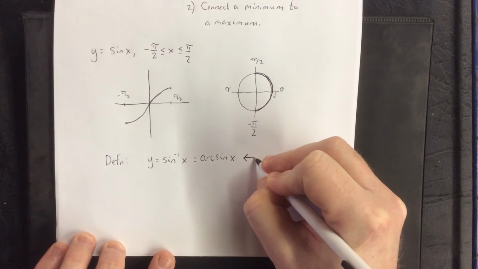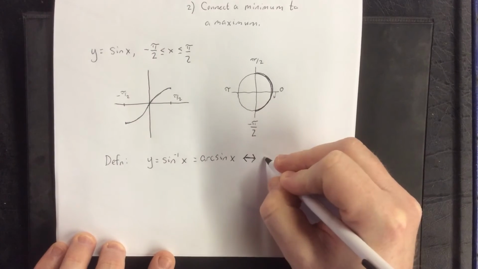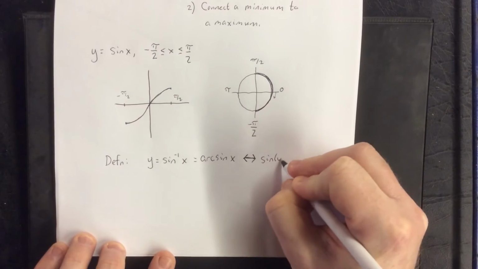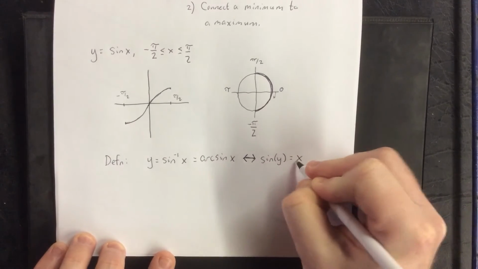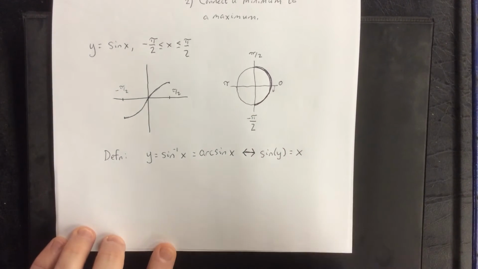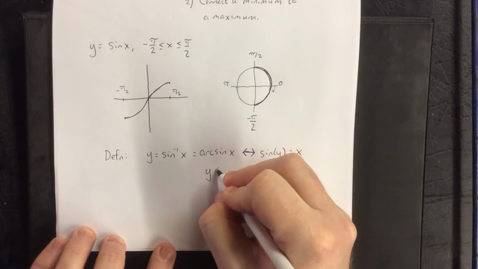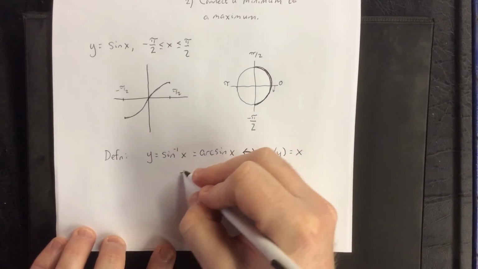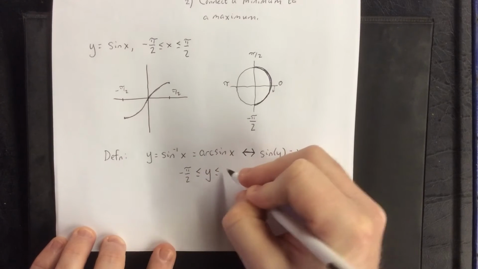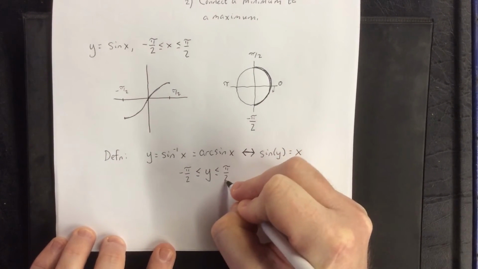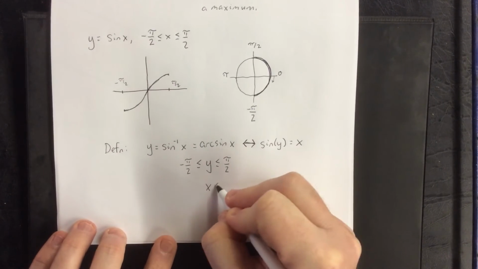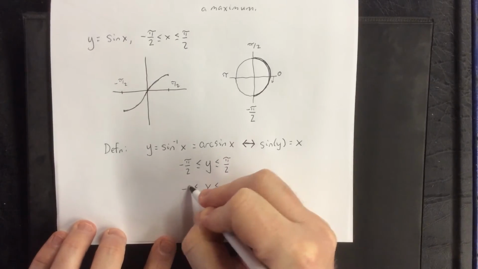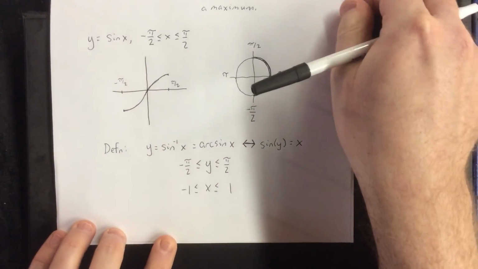So saying that y equals the arc sine or inverse sine of x is equivalent to saying the following. The sine of y is equal to x, with the following restrictions. Y is now serving as our angle. Our angle is supposed to be between negative pi over 2 and positive pi over 2. The corresponding ratio is going to be between negative 1 and positive 1.